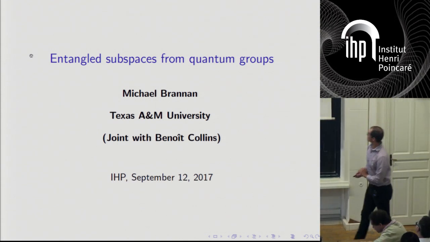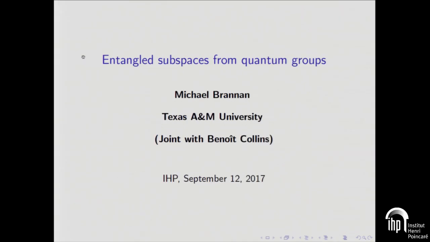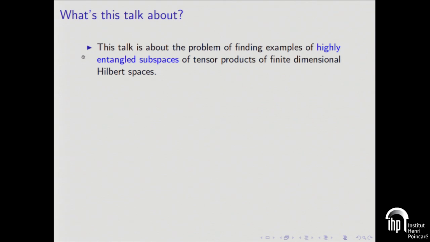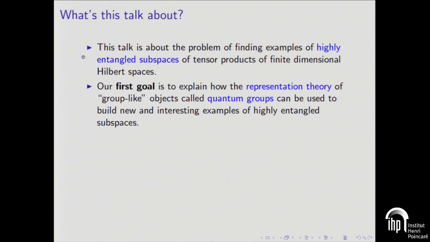So today I want to talk a little bit about some joint work with Benoit Collins, and this is on the following problem, which is the problem of constructing examples of so-called highly entangled subspaces of tensor products of finite dimensional Hilbert spaces. And so there are kind of two goals to this talk that I want to address. The first one is to try and explain to you how you can use representation theory of groups, or more generally group-like objects called quantum groups, to build some new and interesting examples of highly entangled subspaces.